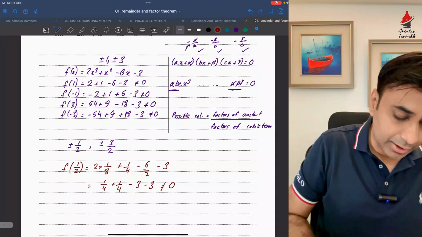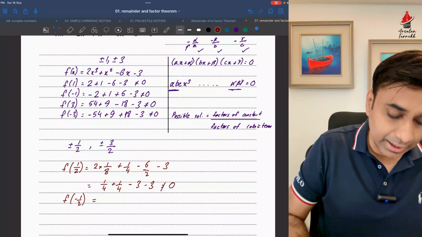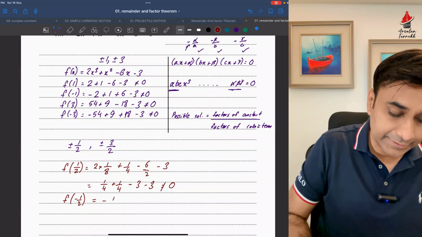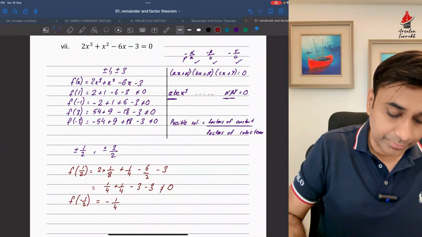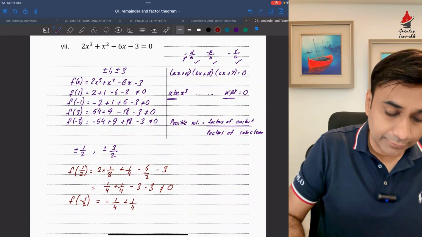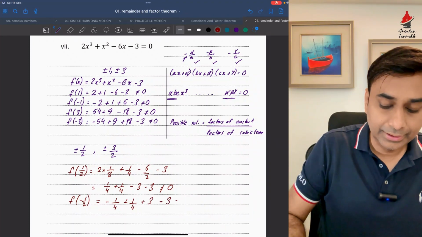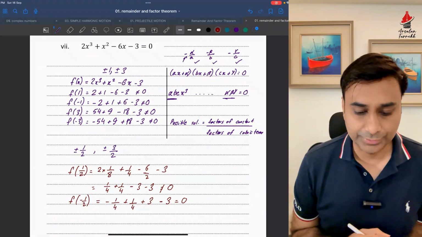So then I try out f of minus half. If I put minus half over here, the first term is going to come out to be minus 1 upon 4. The second term is going to be plus 1 upon 4. The third term is going to be plus 3. And the last term is going to be minus 3. And this is coming out to be 0. And this is where I will stop with my trial solutions.